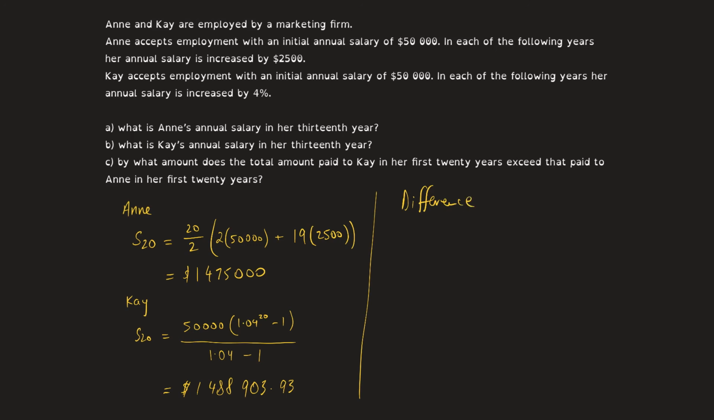So therefore, the difference is going to be $1,488,903.93 minus $1,475,000, which is going to work out to be $13,903.93. So that means that Kay, in the first 20 years, will earn $13,903.93 more than Anne.